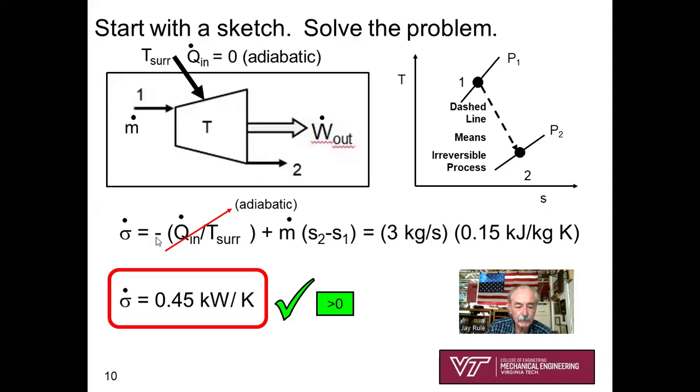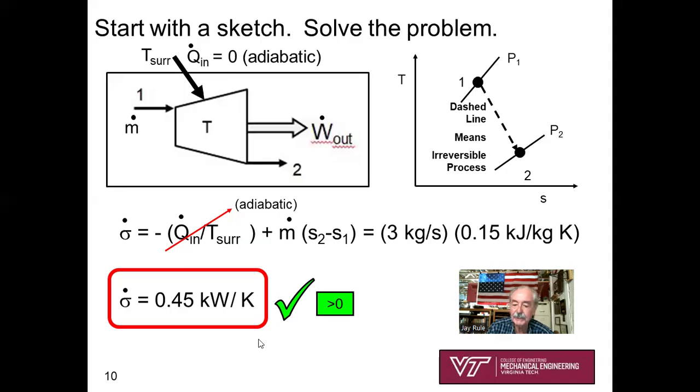Sigma dot is equal to pesky minus sign, minus Q dot over T. Well, what is that whole term? It's 0. Okay, great. M dot given 3 kilograms per second, S2 minus S1 given. Okay, and so sigma dot is plus 0.45 kilowatts per degree K.